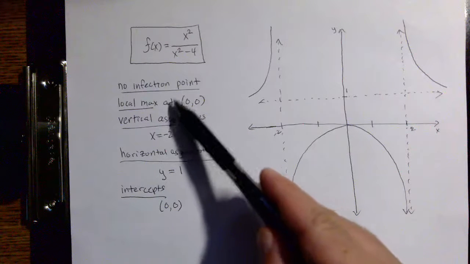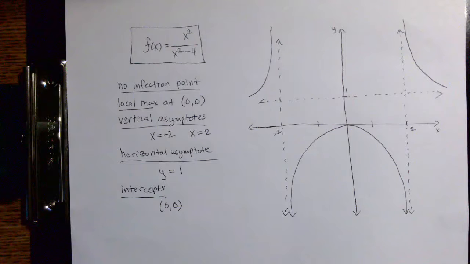The first derivative test would tell us we have a local maximum at 0, and that's the only local extremum. And that's because at 0 is where we see this transition from an increasing function to a decreasing function. And that's the only place where the first derivative changes sign.